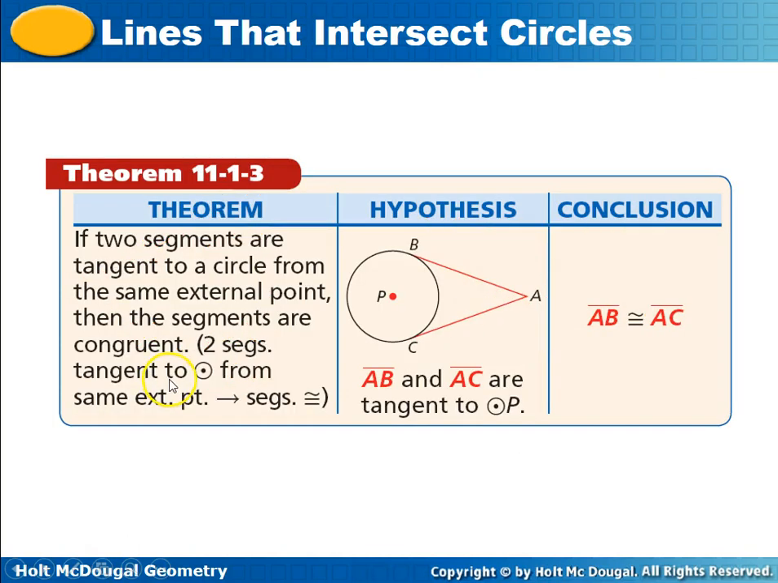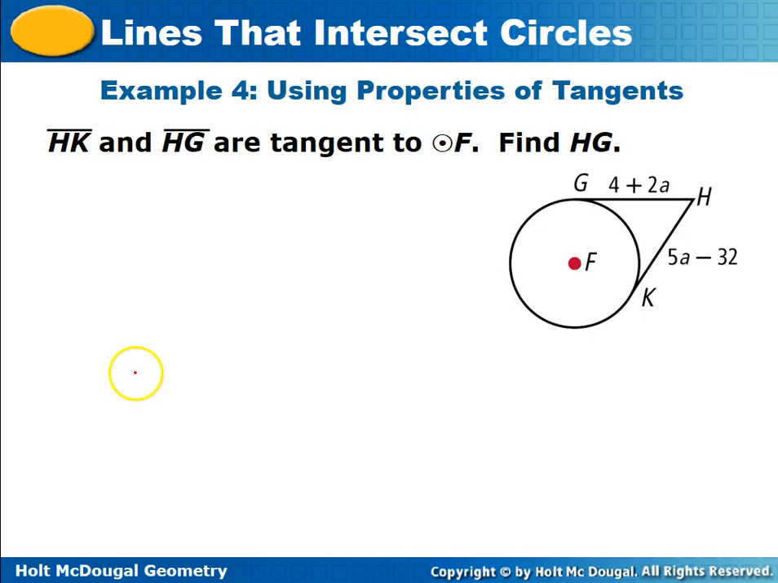So our last property that we want to talk about today is that if two segments are tangent to a circle from an external point, then the segments are congruent, meaning they're the same length. So that means that if I have two tangents here, I have tangent AB here, and I have tangent AC here, if they're coming from the same point, point A, then these two tangents are congruent.